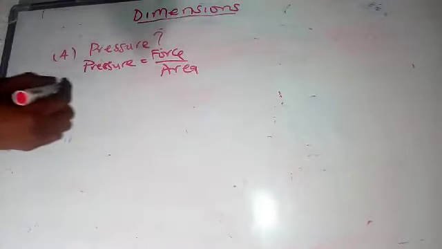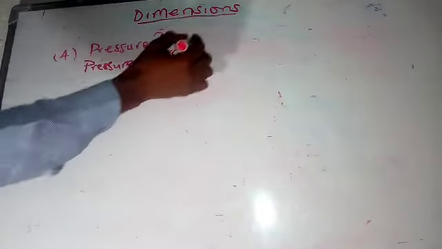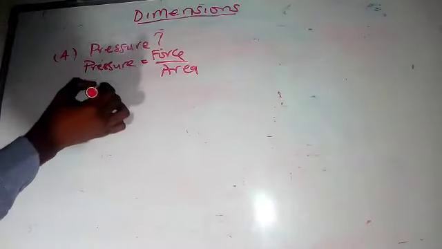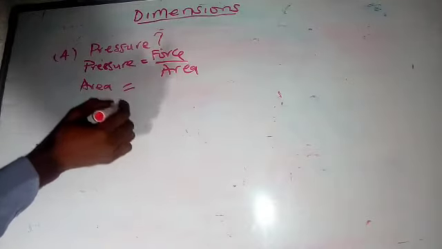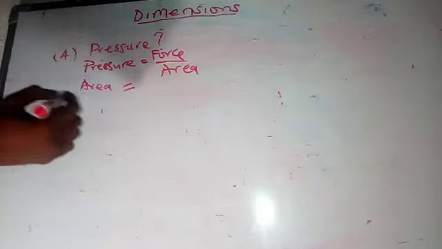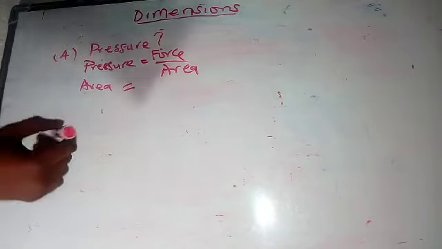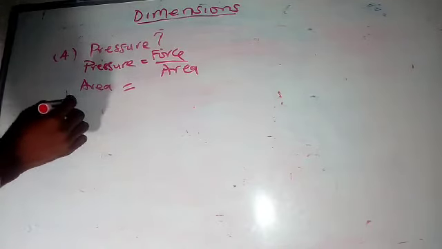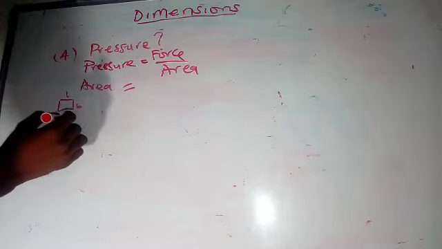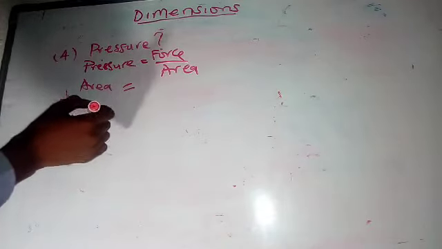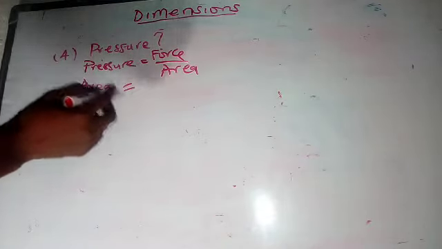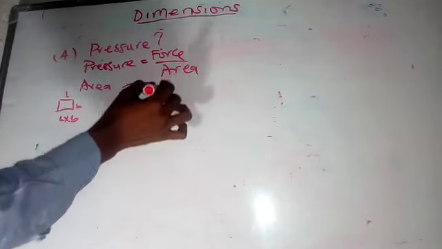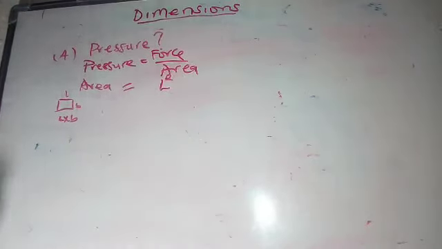So what is area? What's the dimension of area? We are used to solving area. It's always the multiplication of two lengths. For example, the area of a rectangle is length times breadth, which are two lengths, and the unit is always meters squared, which is L squared. So our dimension for area is L squared.